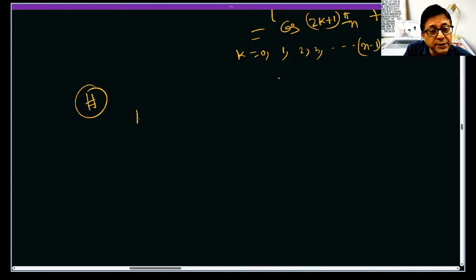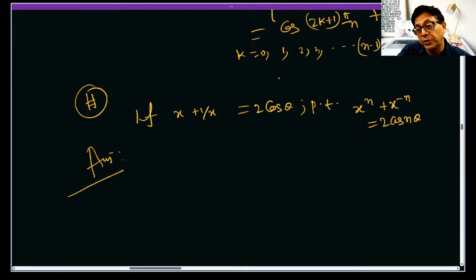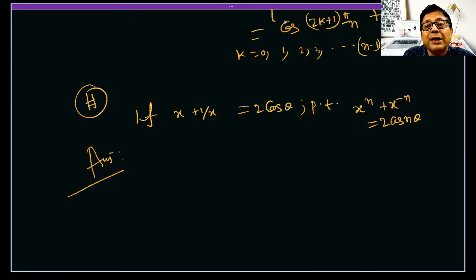Let me start with the easiest one. If x plus 1 by x equal to 2 cos theta, prove that x to the power n plus 1 by x to the power n is equal to 2 cos n theta. This we are going to answer. How to? Is de Moivre's theorem straight? No, you can't, because it is x plus 1 by x. So what you have to do there, you start with the equation. You write the given equation.